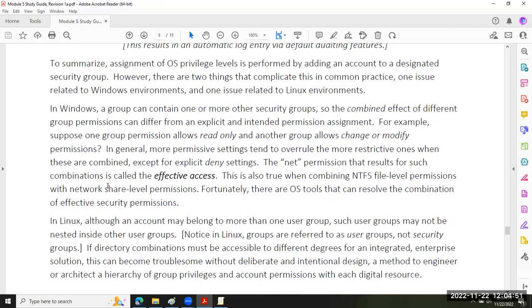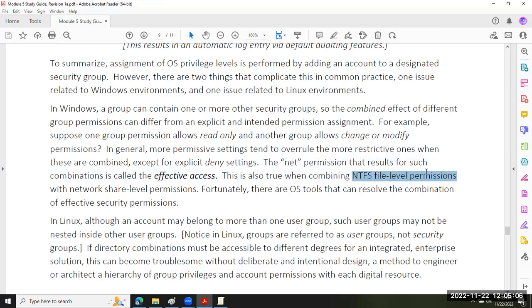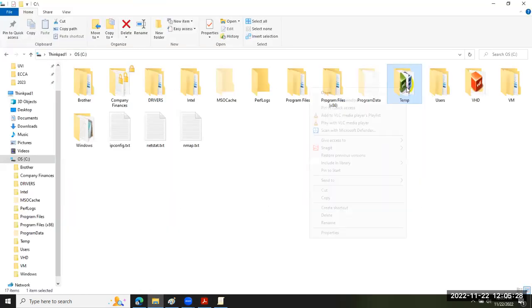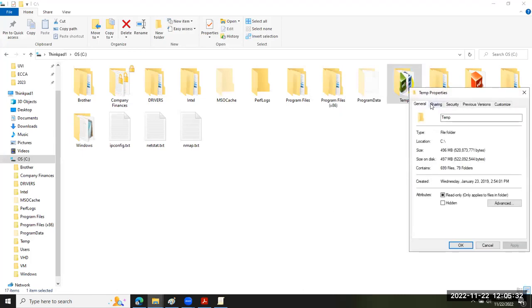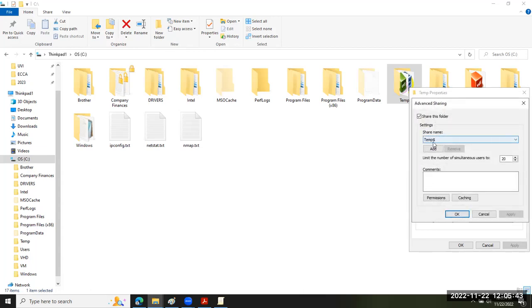One of the things that happens when you're working network permissions and you have file system level permissions is that a net permission results. So you can have NTFS file level permissions on the disk, and then you have network share level permissions. Those work differently, but they tend to combine, and that's what's called effective access. Is this ringing any bells with folks? Ringing any bells? Yeah, it is. Okay, I'm glad to hear that. So if I share my temp folder on the network, another issue of sharing on the network, you'll notice that I've added a $ sign to the end of the share name.